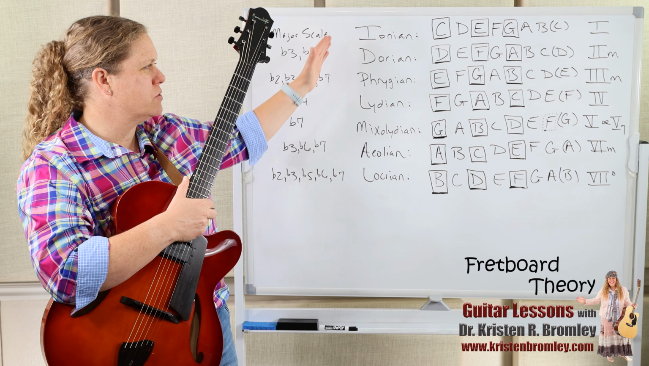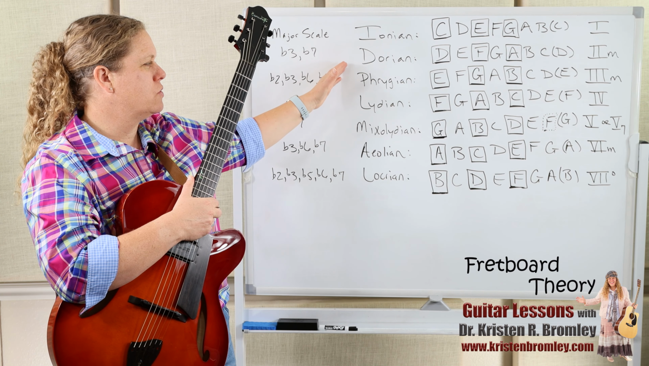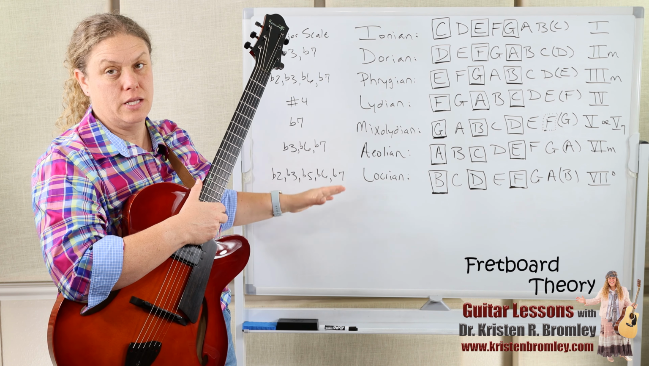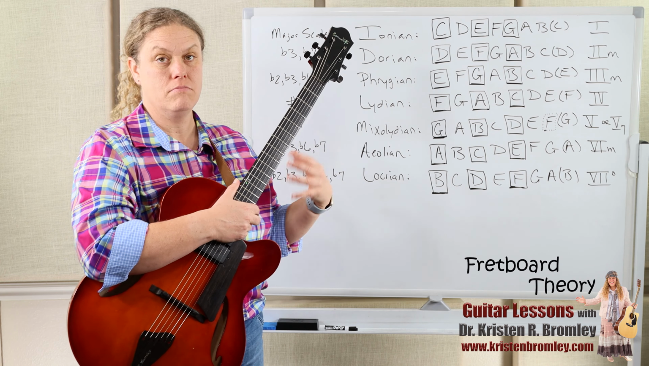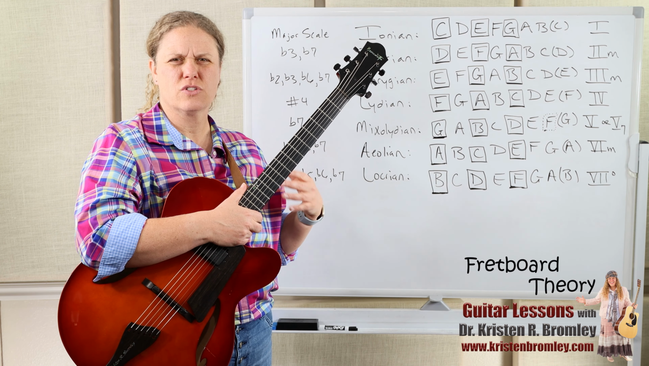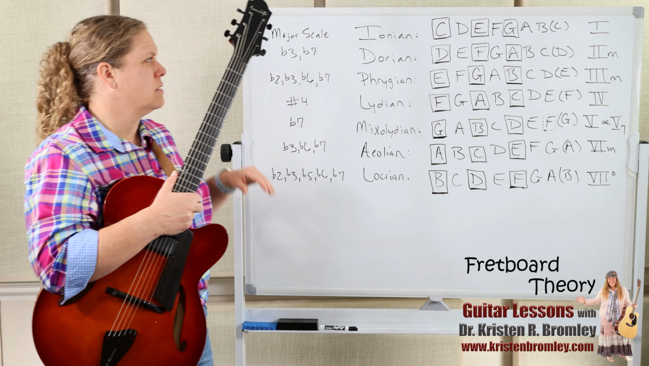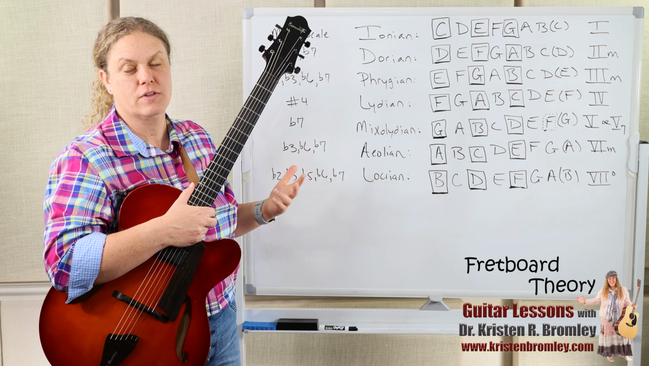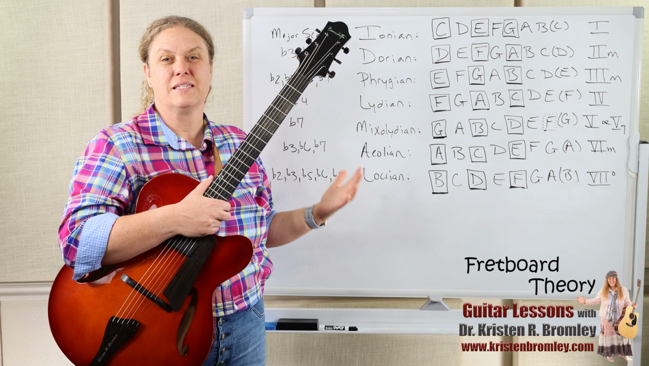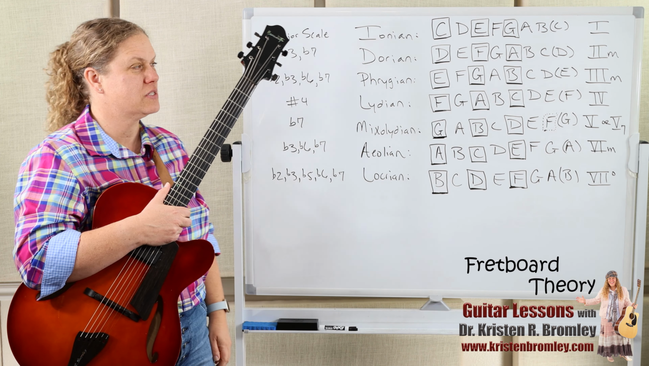We looked at the 7 modes of the major scale. We got Ionian, Dorian, Phrygian, Lydian, Mixolydian, Aeolian, and Locrian. Each of those creates a scale or a mode that has a different tonality, and we've seen that. The major scale is the same as Ionian, so it's just got that major second, major third, perfect fourth, perfect fifth, major sixth, major seventh. It's got those steps to it.